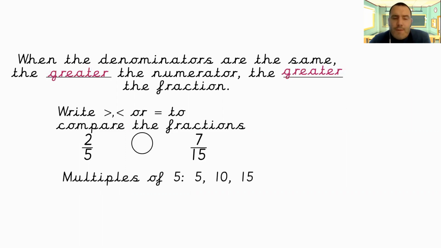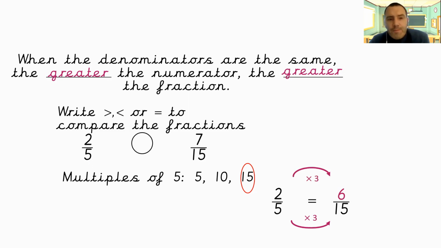So multiples of 5: 5, 10, 15. So our third term in this one is 15. 2/5 is equivalent to how many 15ths? So again, I need to look at what I need to do to the 5 to make it 15. And I'm multiplying it by 3. So we need to remember what I've done to the denominator, I'm going to do the same to the numerator. So 2 multiplied by 3 will be 6.